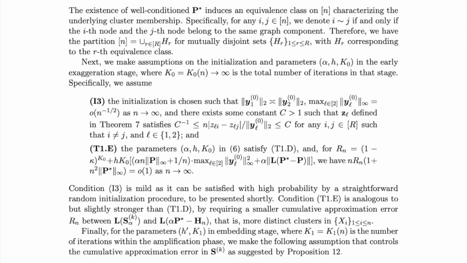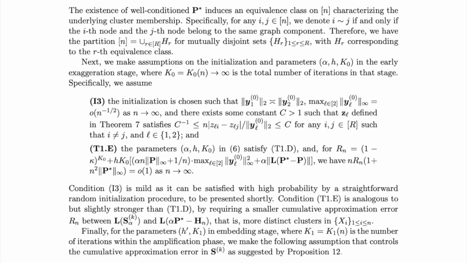Specifically, for any i, j in N, we denote i is equivalent to j if and only if the ith node and the jth node belong to the same graph component. Therefore, we have the partition N equals the union of H_r for mutually disjoint sets H_r, 1 less than or equal to r less than or equal to R, with H_r corresponding to the rth equivalence class.